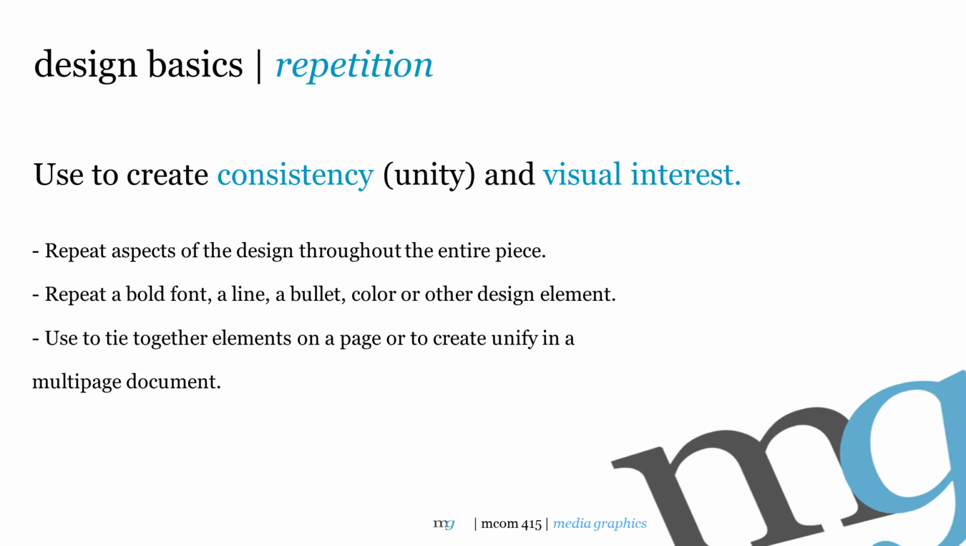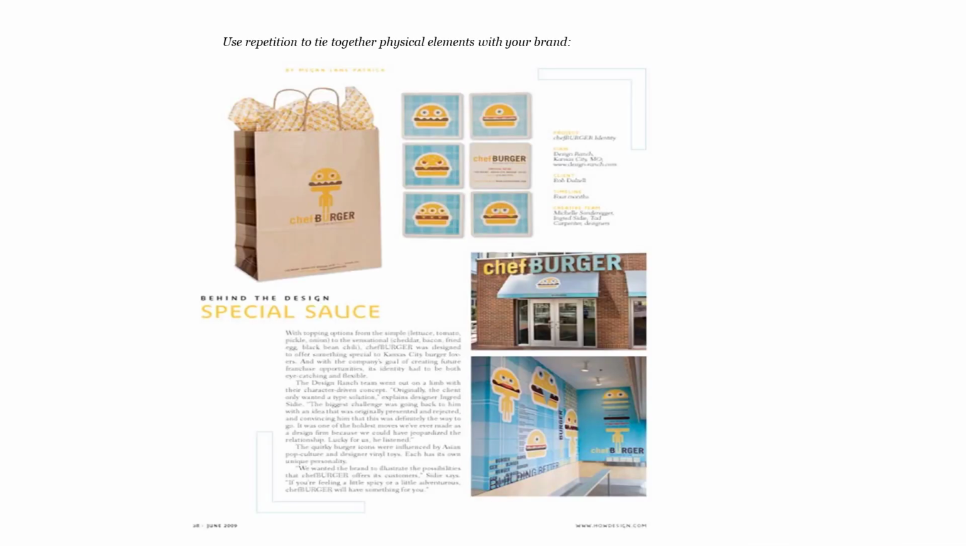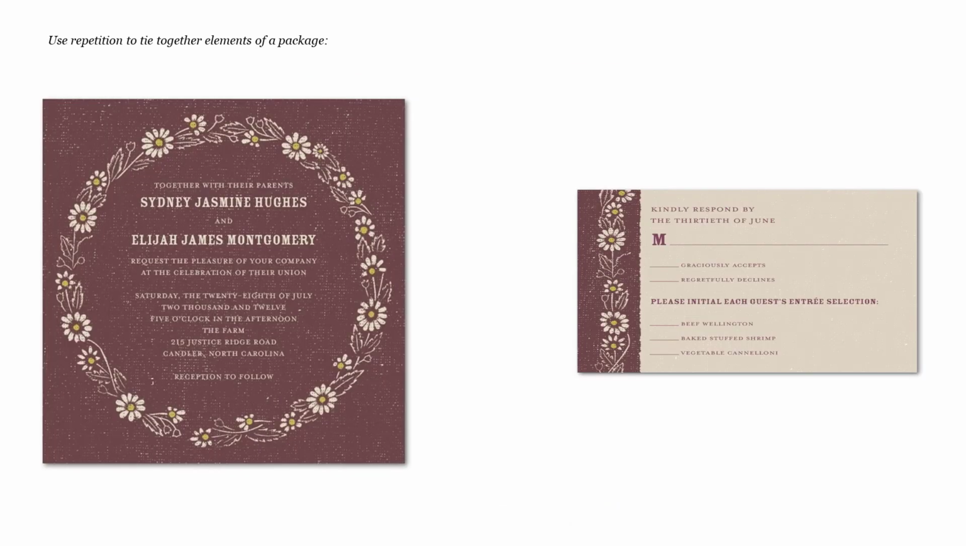And so we're going to repeat things like font or colors or other design elements that will help unify the whole document together. And so you'll see, for instance, especially when we talk about branding later on, this is really critical to give an identity to a company, to a person, to a service, that there's got to be a way that we will be able to identify this entity through its branding. And you also see how we can tie together elements of a package with repetition in this other example.